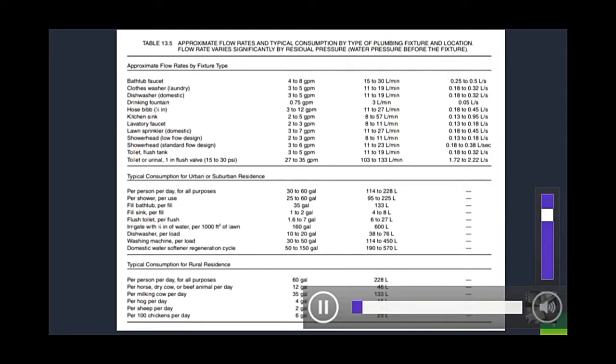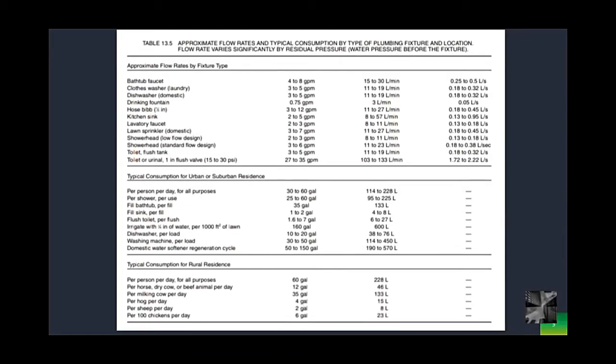Table 13.5 shows approximate flow rates and typical consumption by type of plumbing fixture and location. Flow rates vary significantly by residual pressure. So as you can see at the table, there are different flow rates in different types of fixture. For example, the bathtub faucet has 4 to 8 gallons per minute, while the clothes washer or the laundry has 3 to 5 gallons per minute.